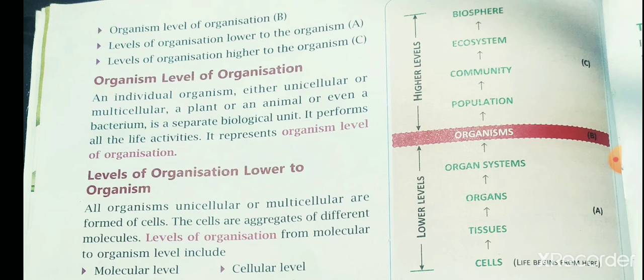An individual organism, either unicellular or multicellular, a plant or an animal or even a bacterium, is a separate biological unit. It performs all the life activities, which represents the organism level of organization.